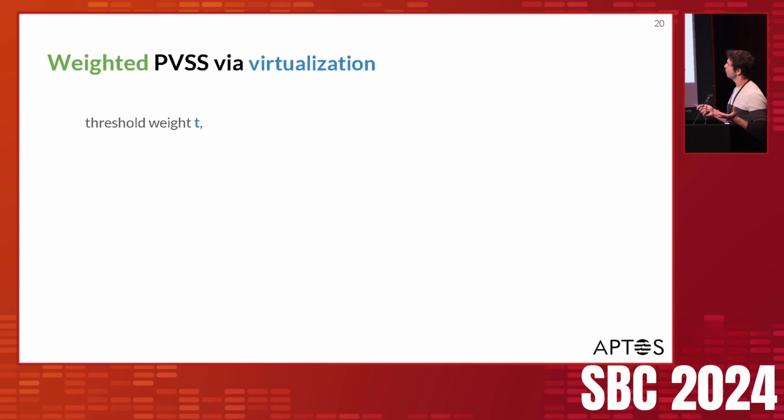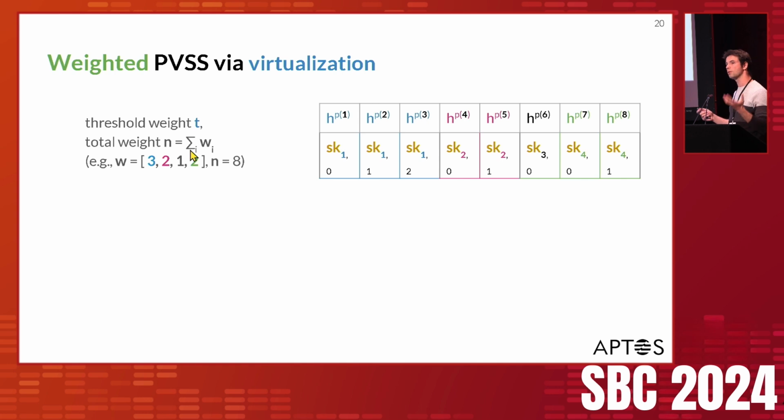What does this mean? So if I want to get a weight T PVSS, target weight T, where the total weight is N, and each player I has weight WI, let's, for example, assume that these are the weights of the players. So player 1 has 3, player 2 has 2, weight 1, and so on. Here's how I'm going to do it. So I'm going to do a normal unweighted PVSS with N equal to 8, and I'm going to get my shares here that I showed you earlier.